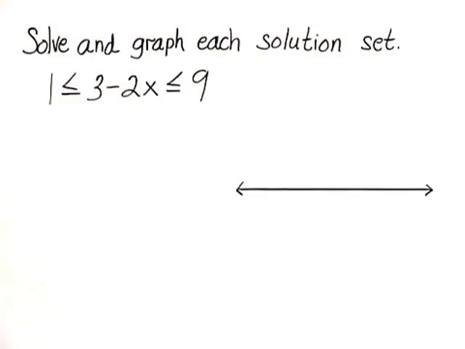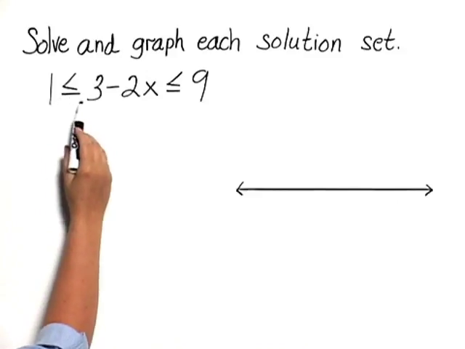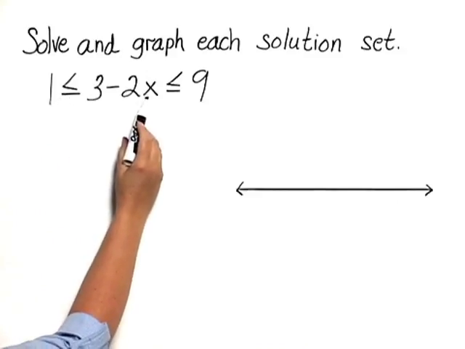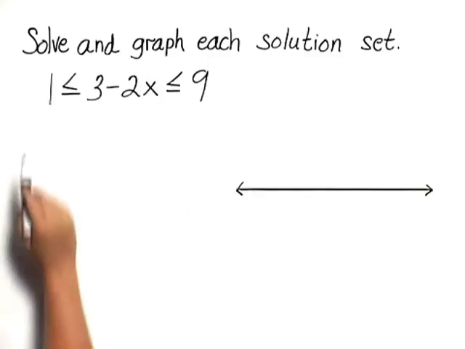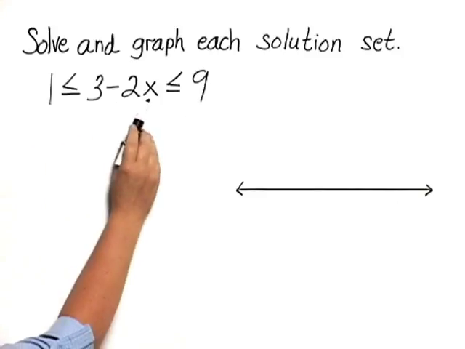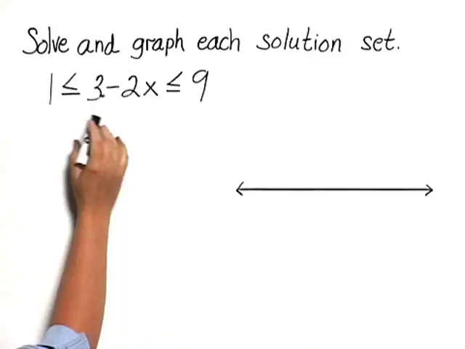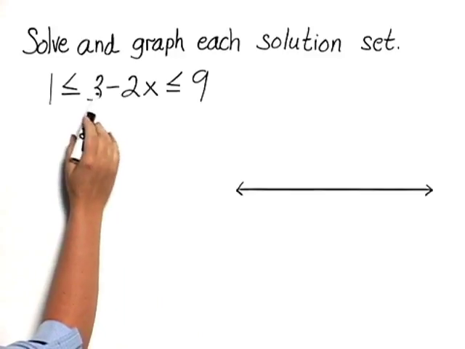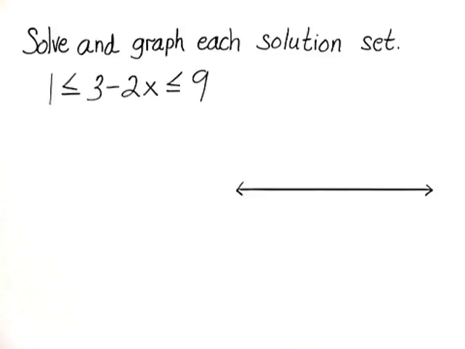Solve and graph each solution set. We have the compound inequality 1 is less than or equal to 3 minus 2x, and 3 minus 2x is less than or equal to 9. Because it's written in this form, we can isolate x in between the inequality symbols, and essentially add or subtract or multiply or divide all three sections of this inequality by the same numbers.